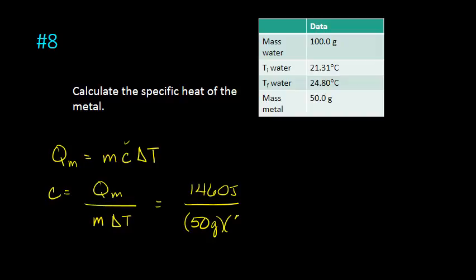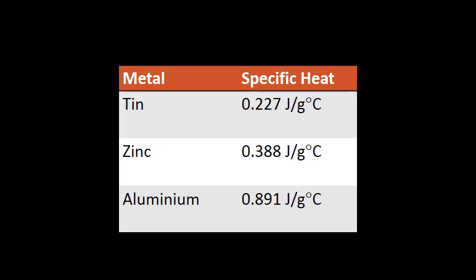And the change in temperature was 74.2 degrees Celsius. So after punching that into our handy-dandy calculator, we end up with 0.394 joules per gram times degrees Celsius. What are we going to do with that? Well, we're going to look it up in a table. Based on this table, I would say our unknown metal was zinc.